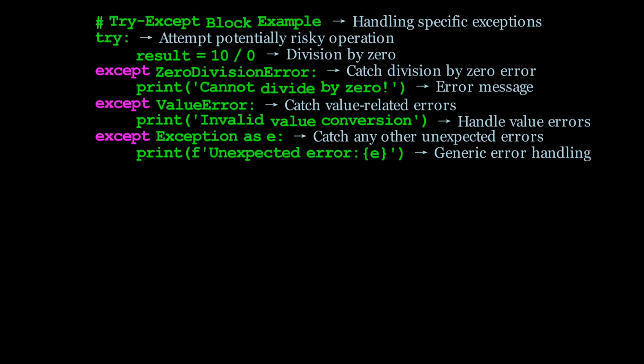We can also catch other exceptions like ValueError in the same structure. Each exception type can have its own custom error message. The final except block with Exception as e acts as the catch-all for other unexpected errors.